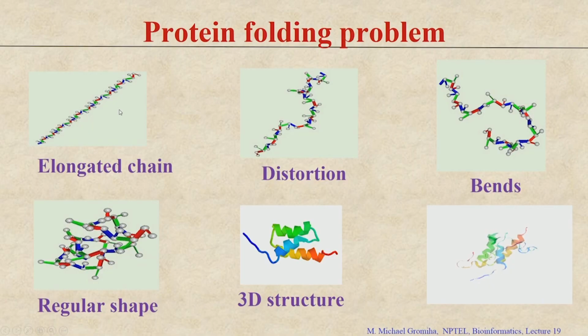How to get that? If we take the 3D structure, first you can see an elongated chain, then it will be distorted here and there. After that you can see the probable bends, and finally it will get the regular shape, a kind of 3D structure. This is the animation. You can see how the unfolded state of a protein finally folds into the stable 3-dimensional structure. So, how to obtain this structure from amino acid sequence?